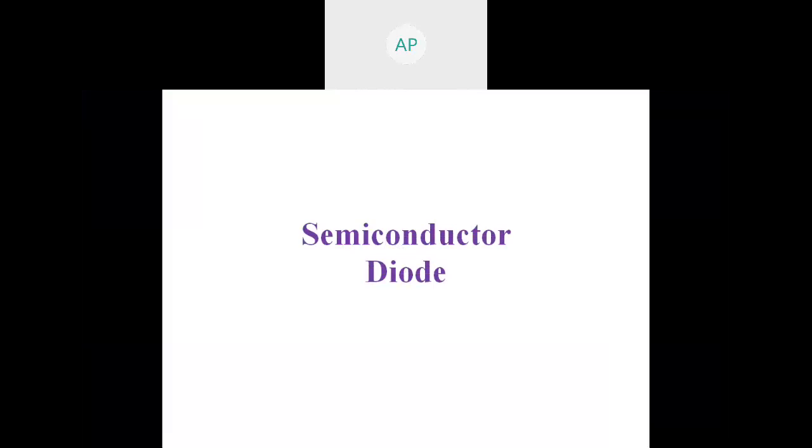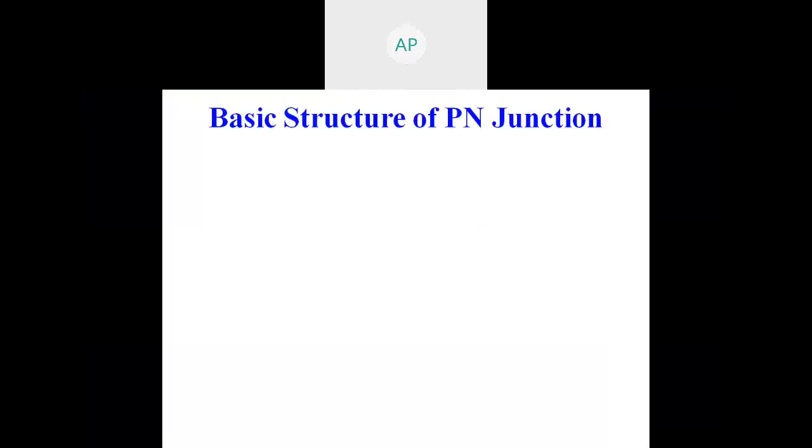The semiconductor diode basically has two types of materials. One is the intrinsic material and the second is the extrinsic material. In the intrinsic material, the number of holes and electrons remain the same. Whereas extrinsic material again has two types, P type and N type, depending upon their dopant.